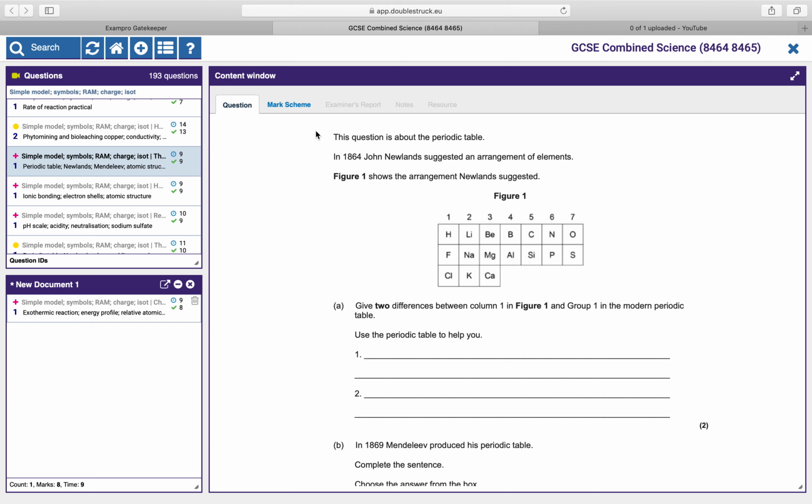Sometimes they might ask you to compare the modern periodic table and the older one. The modern periodic table is obviously the one that you have, and they call it on your data sheet. A data sheet is basically your periodic table and any equations. You'll be given that in the exam. Okay, so it says give two differences between figure 1, which is John Newlands' periodic table, and the modern periodic table.